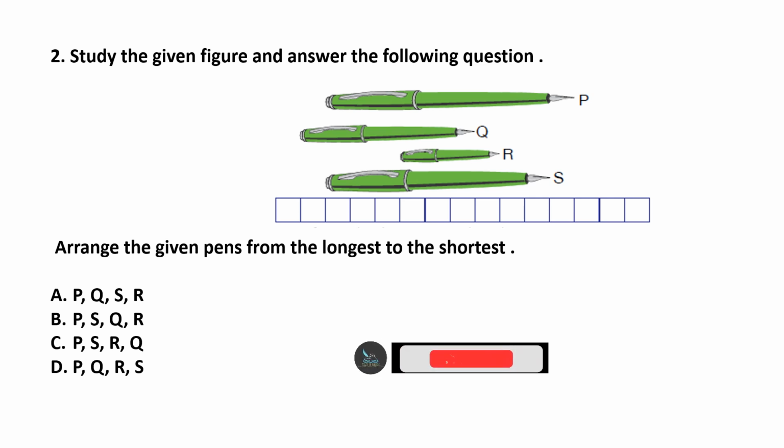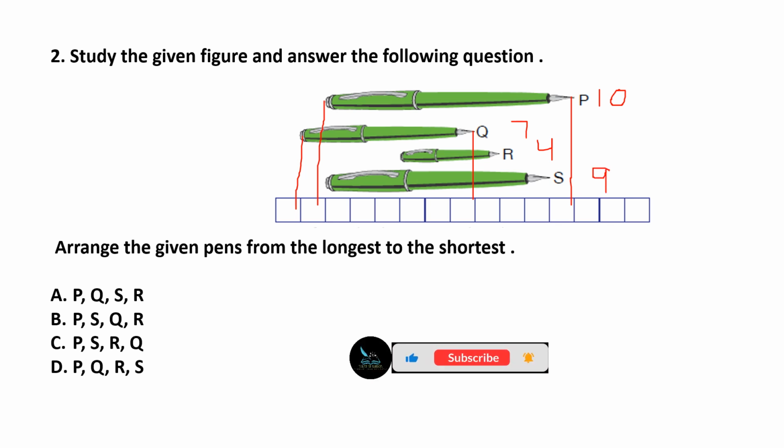Question number 2. Study the given figure and answer the following questions. Arrange the given pens from the longest to the shortest. So first we find out what is the length of pen P. And pen P is 10 boxes long. Pen Q is 7 boxes long. Pen R is 4 boxes long and pen S is 9 boxes long.